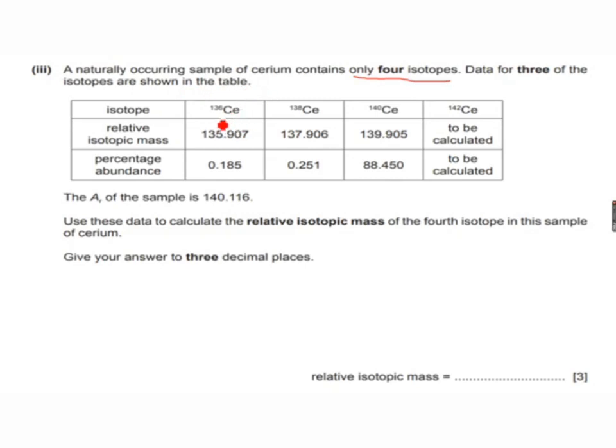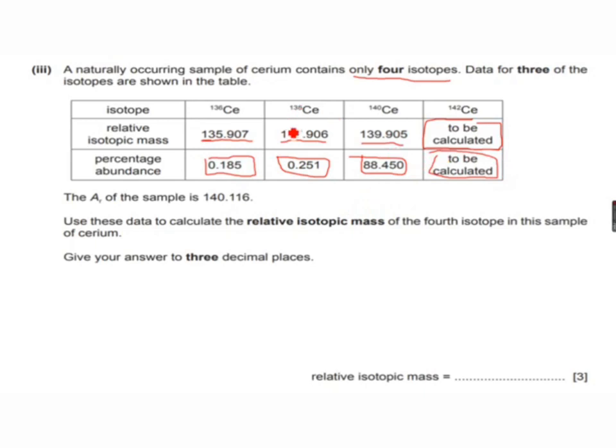So for Ce-136, the relative isotopic mass is this 135.907. For Ce-138, it is this. For Ce-140, it is this. And for Ce-142, we have to calculate it. So this is what we need to get. And then again, the percentage abundance for this one is this. Similarly for this one. And again, we have to calculate this.